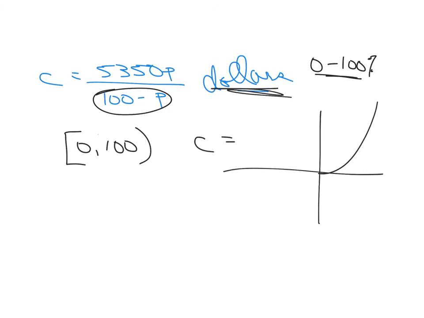So that's it for 1.2a. We will continue with 1.2b.